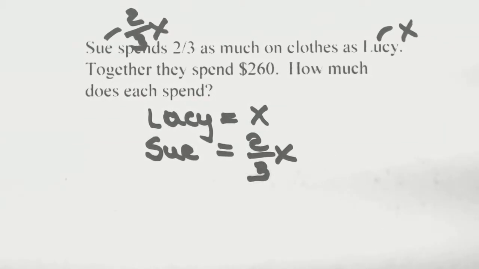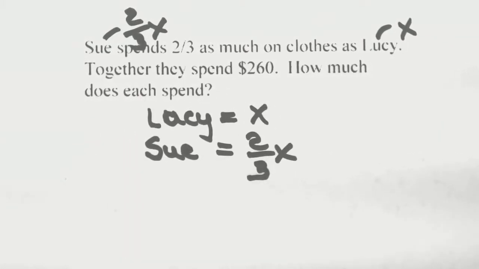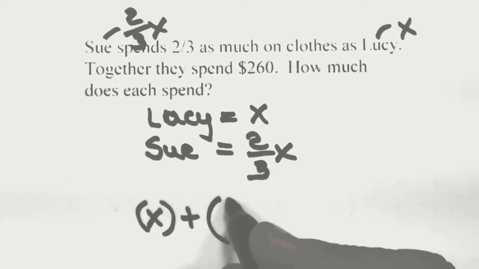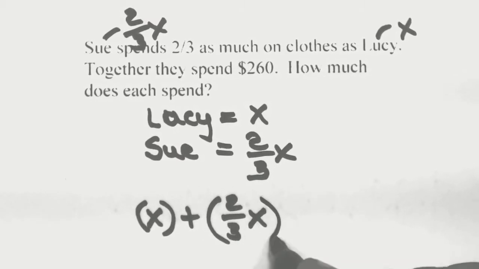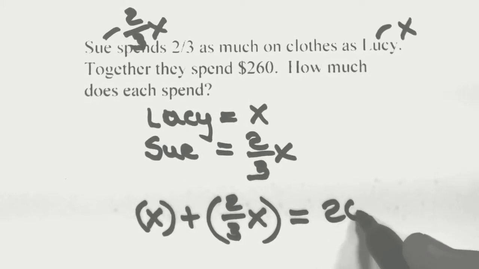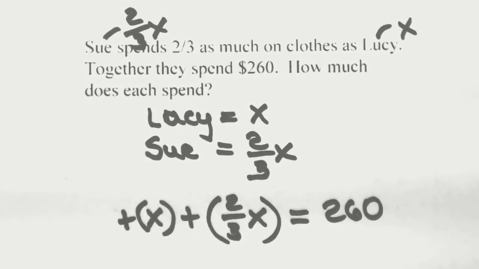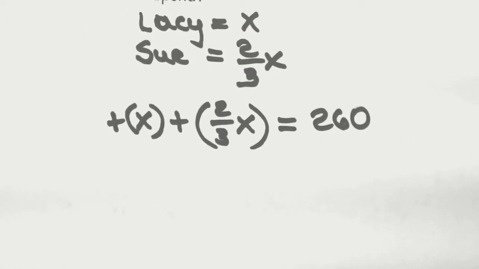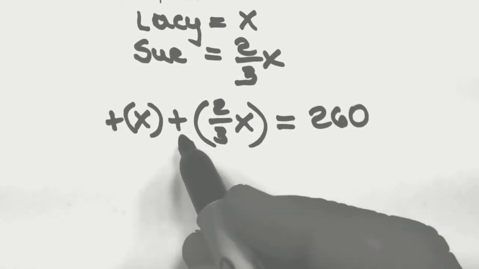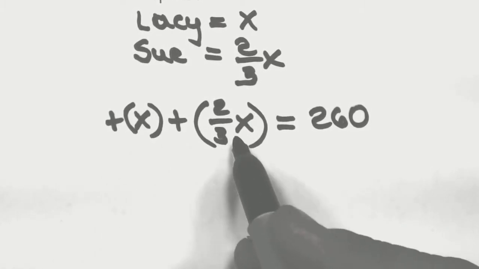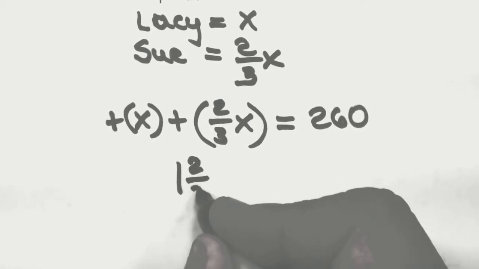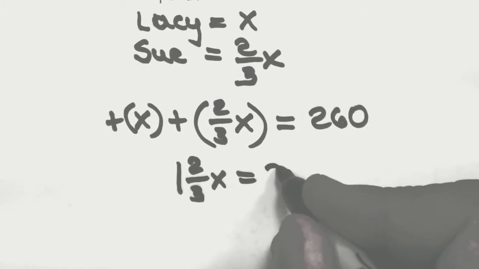Okay, now, together they spend $260. Well, that means we've got to add these guys together. Here's how much Lucy spends, plus how much Sue spends, 2/3 of an x, equals the $260. Officially a plus in front of the first set of parens. And now, collect the like terms is what we do first here. I've got 1x here and 2/3 of an x, so you could write this as a mixed number, 1 and 2/3 x equals 260.